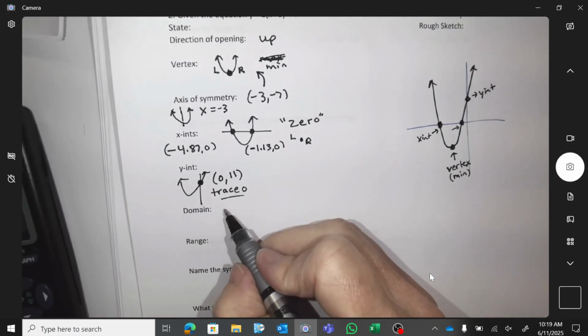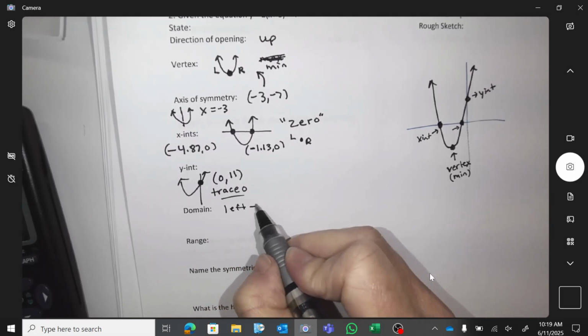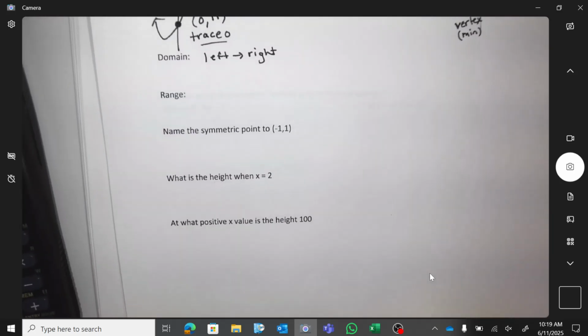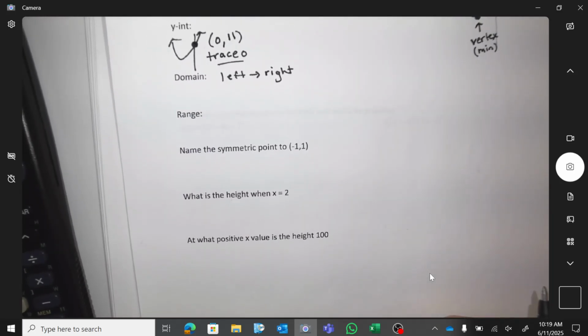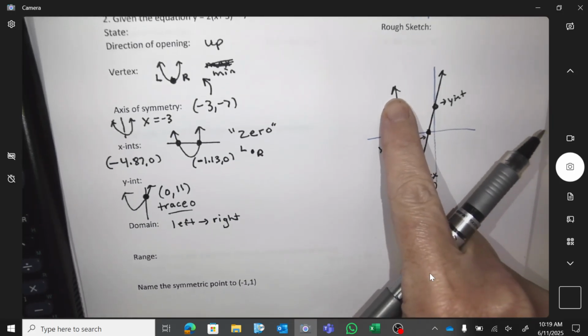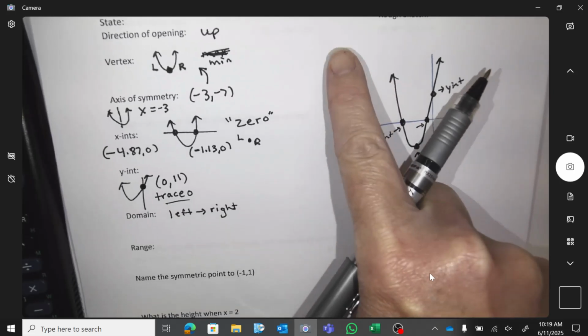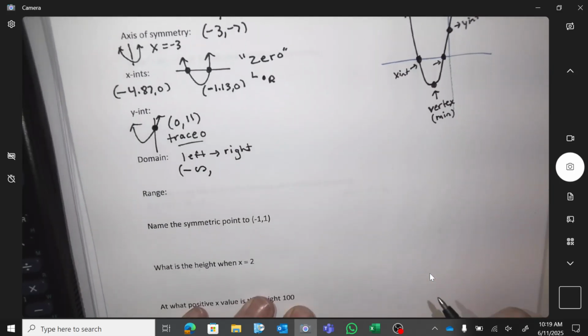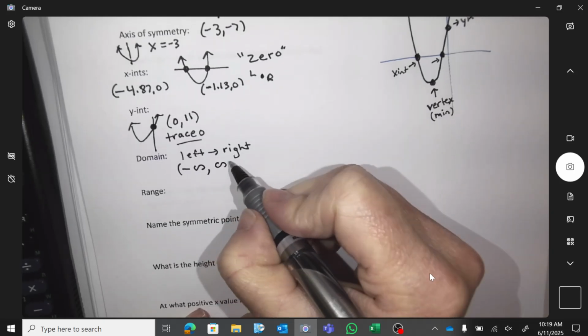Okay, domain. Domain is our x values. So we're going to talk about them as moving like a book, left to right. What's the farthest left this graph will go? It's going, going, going. So negative infinity to positive infinity.